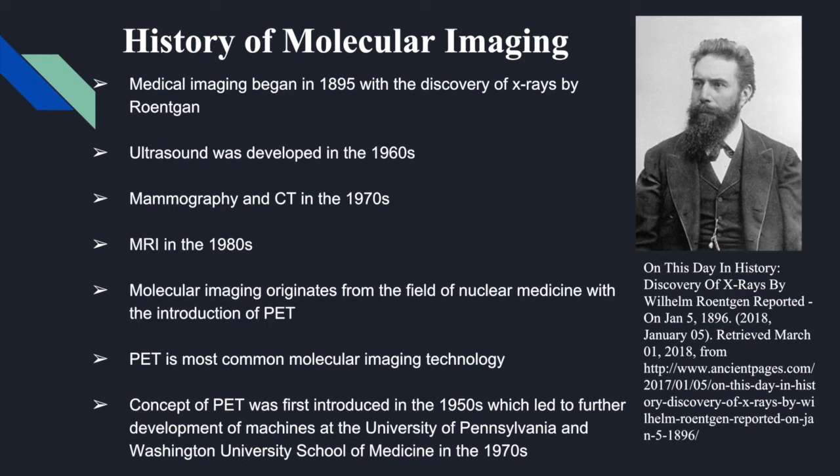So next we're going to be talking about the history of these technologies relative to practice trends. Medical imaging began in 1895 when Röntgen discovered the X-rays. Following this, many imaging technologies were developed, including ultrasound in the 1960s, mammography and CT in the 1970s, and MRI in the 1980s. Although medical imaging has been around for a while, molecular imaging is rather new and originated from the field of nuclear medicine with the introduction of positron emission tomography, or PET, in the 1980s. PET is the most common molecular imaging technology.